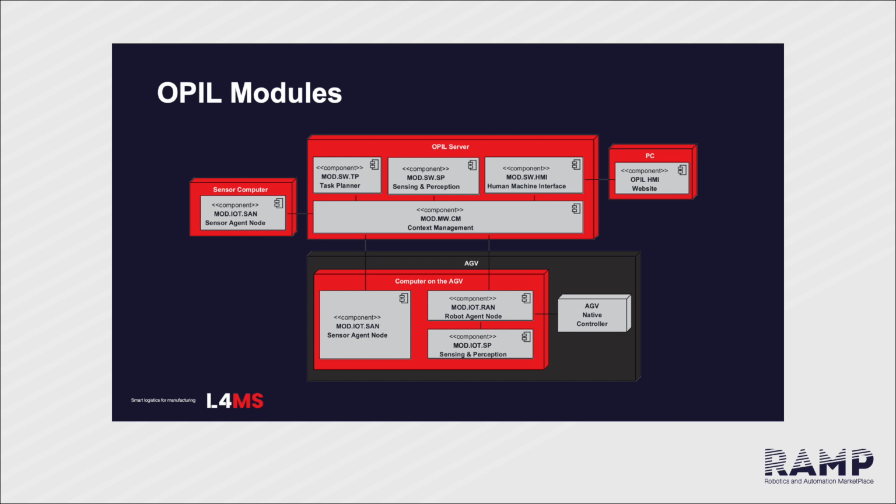From a hardware point of view, the OPIL Logistics Automation Library would look like this. OPIL server with its central components, Task Planner, ASP and HMI, connected with the context management module, and then this connected locally with an AGV and its local components such as SAN, RAN, and local SP. HMI in its way is also connected with the platform server through a PC and another SAN situated in a sensor computer, also connected to the OPIL server.